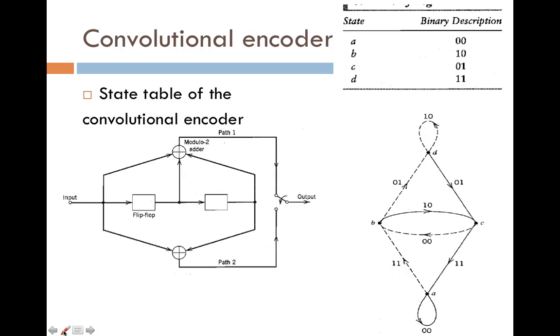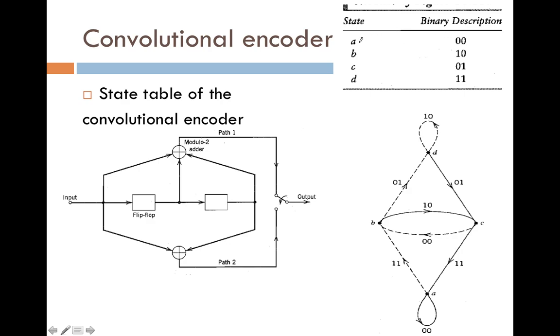Now this is actually related to polynomials, but strictly speaking we need to know what is really happening inside the finite state machine. For example, here we have two shift registers, that is flip-flops. So we can assume that there may be four different states. The states and their binary description are given in the table.